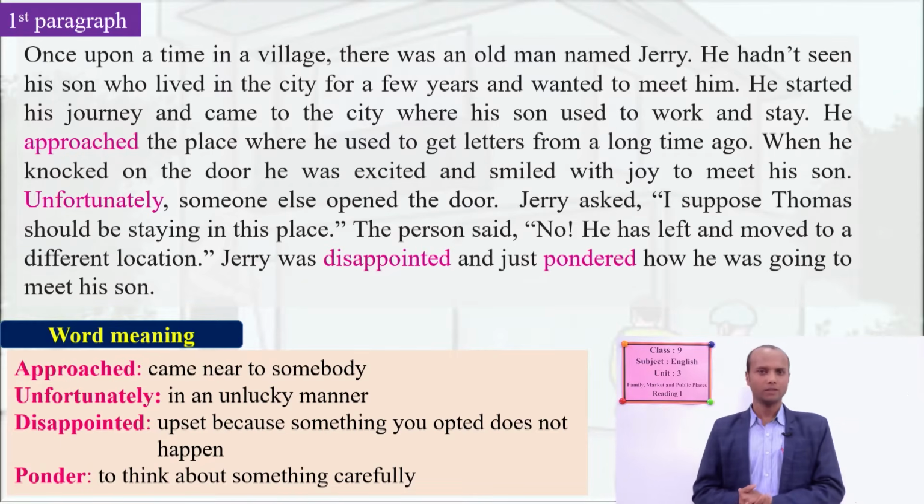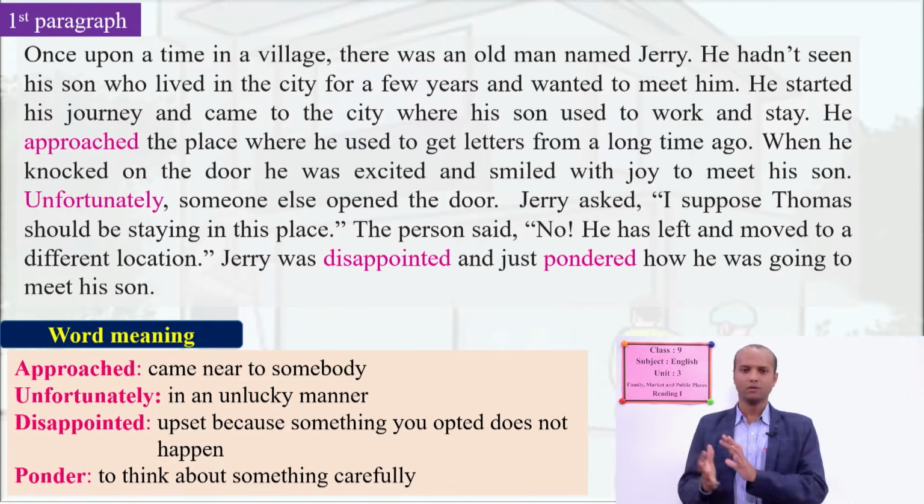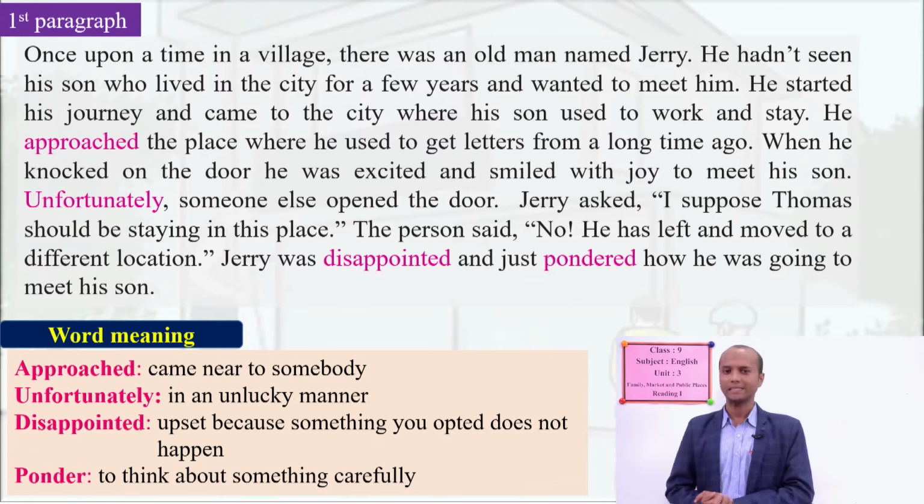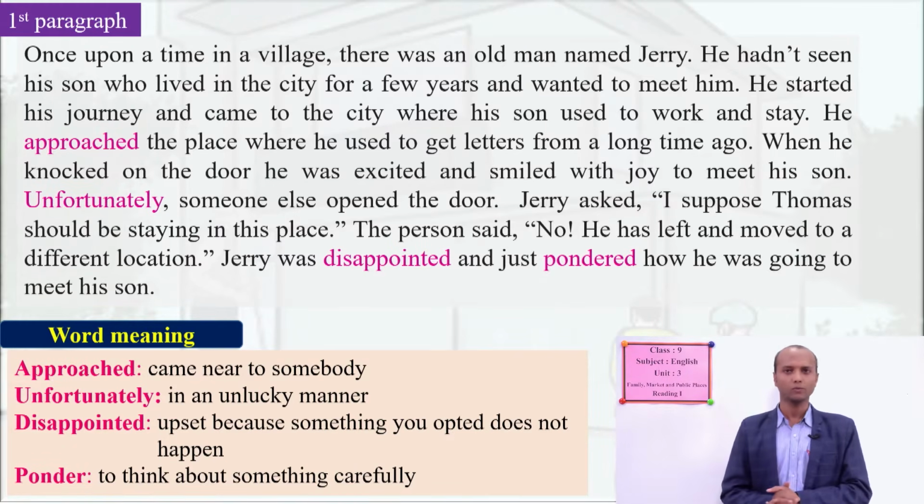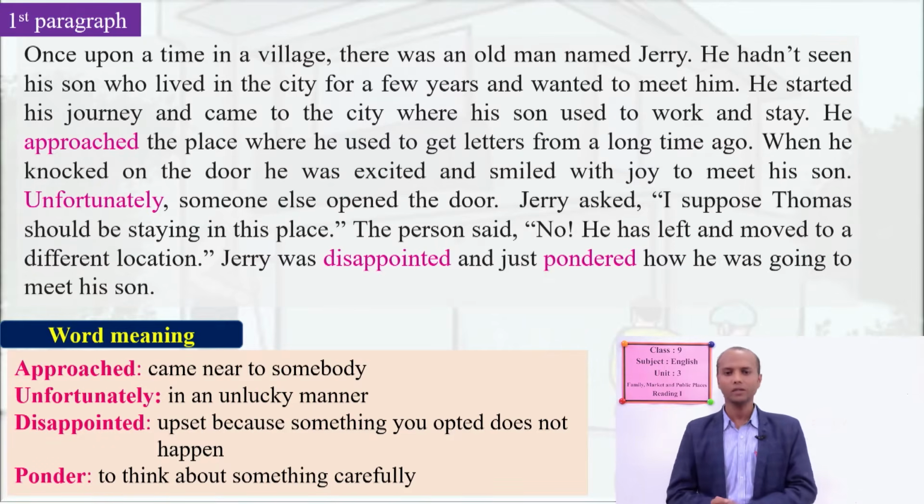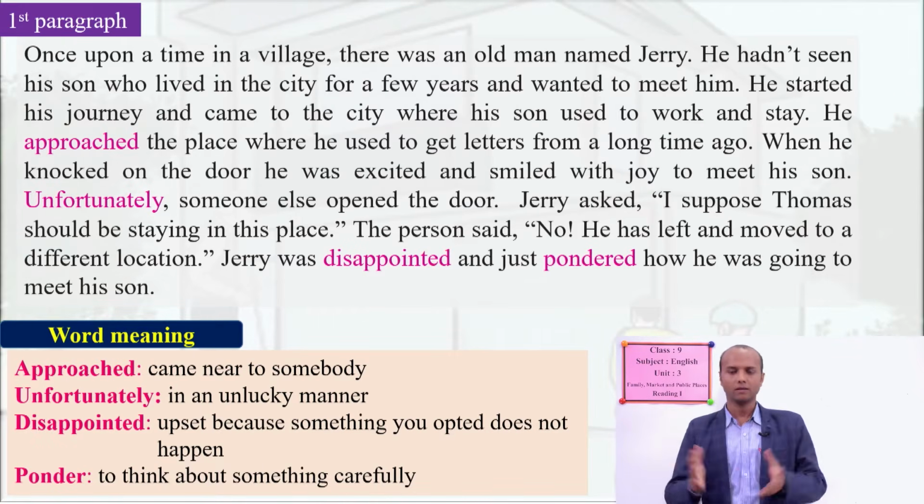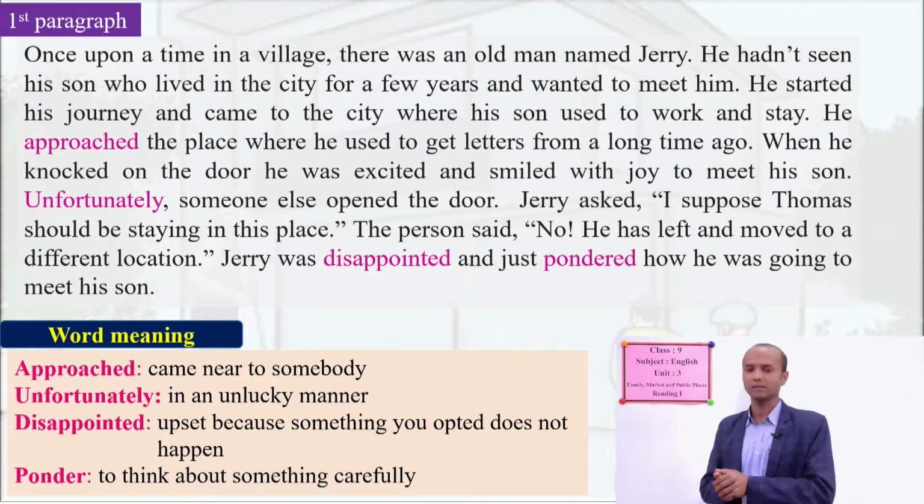As soon as he reached the destination, the place where his son used to send the letters from, he knocked on the door, and unfortunately somebody else than his son opened the door. He asked, I suppose Thomas should be staying in this place. But the person who opened the door replied that he had moved somewhere else. So with this, he went back thinking about his son, that he would perhaps not meet his son. That's why he went back from the place.